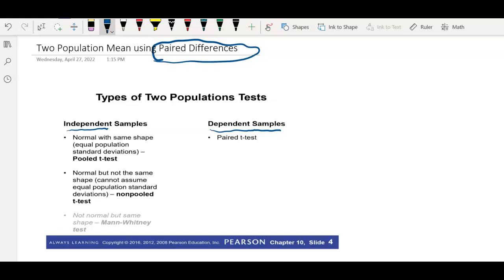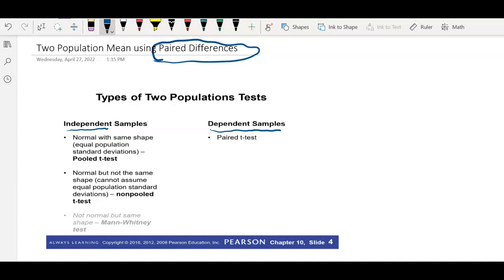There's another test, the Mann-Whitney, that we do not cover in this particular class, but if we have data that is not normal, but is the same shape, we can use what's called a Mann-Whitney. Today we're going to focus on when it is important to use a paired t-test.